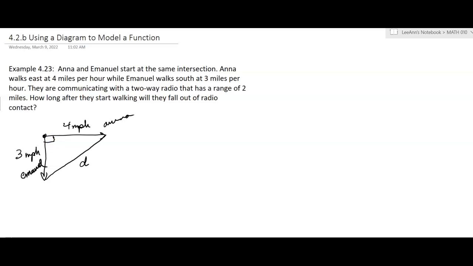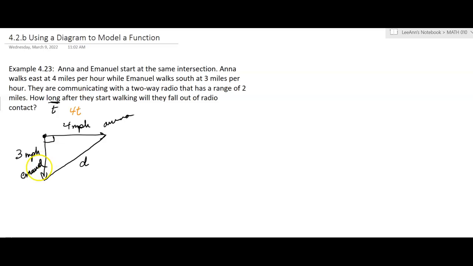Now, they tell us 4 miles per hour. That doesn't say how far she walked, right? It depends on how long she's walking. And so that's what we're trying to figure out, is time. How long? So we'll put t for time. So Anna's distance is going to be 4t. If she walks for an hour, then she will have walked 4 miles. If she walks for 2 hours, she would walk 8 miles, right?